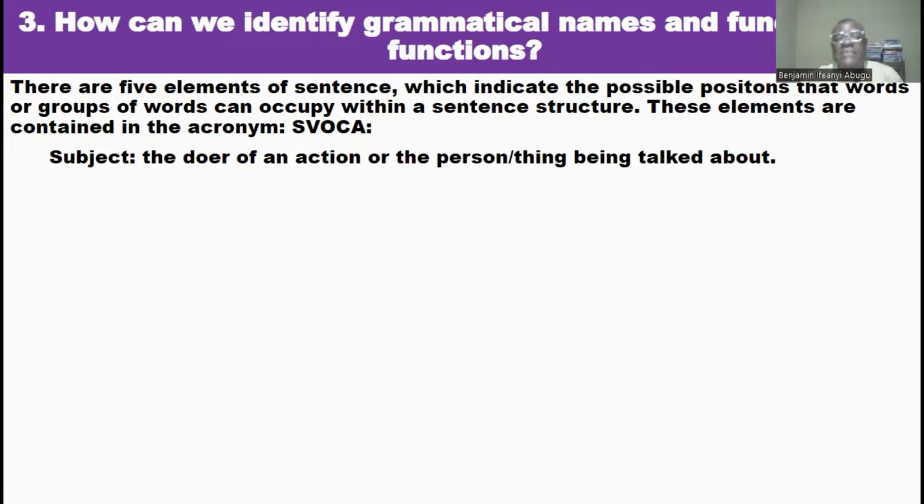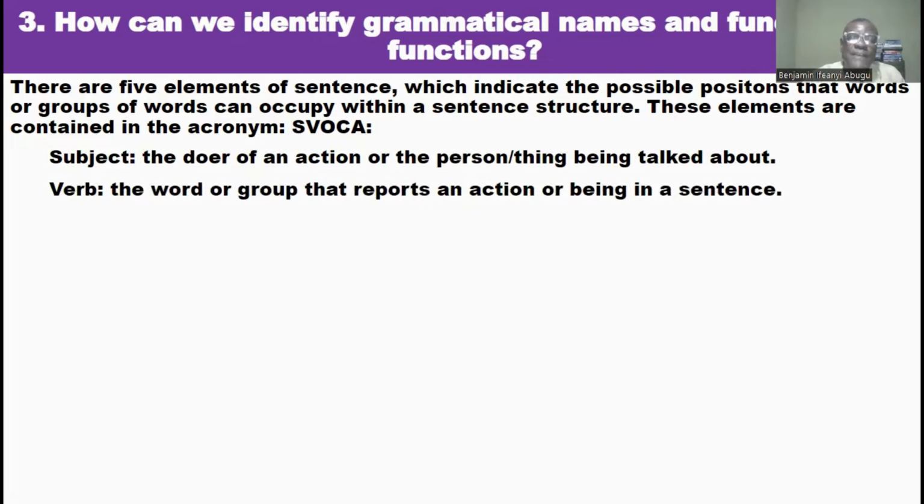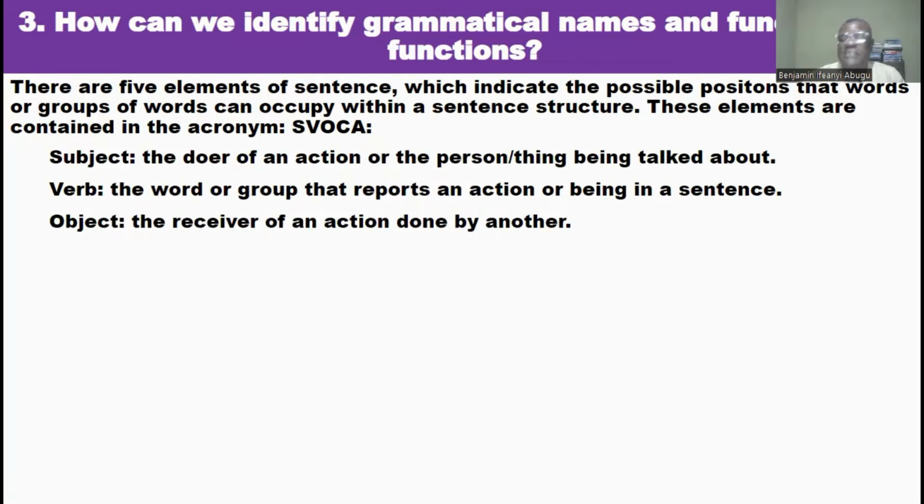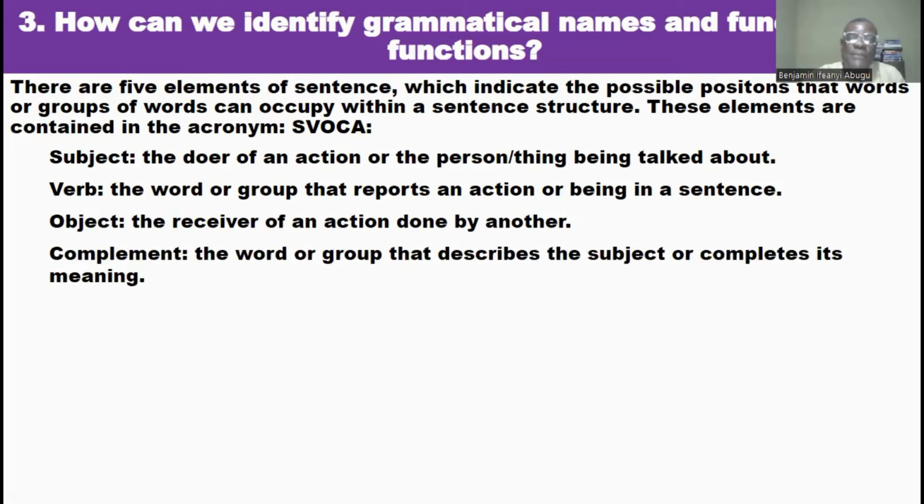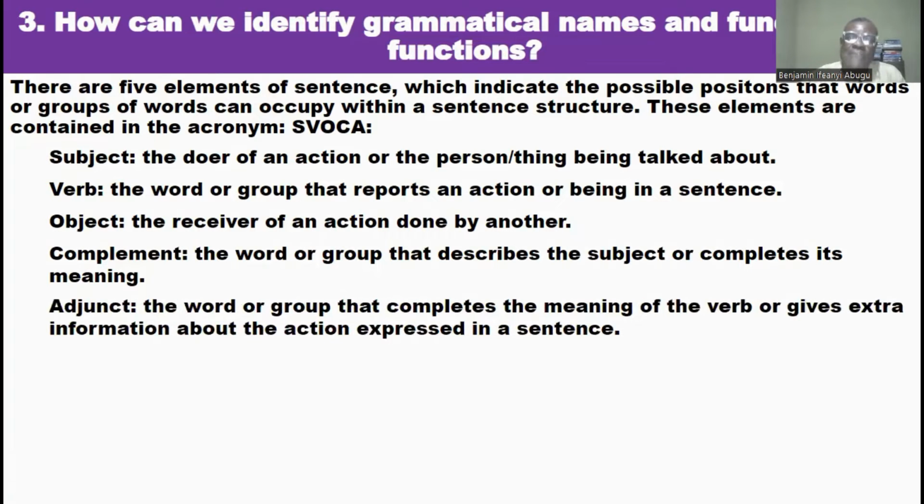Now, the subject is the doer of an action or the person or thing being talked about. The verb, as you know, is the word or group that reports an action or being in a sentence. Object is the receiver of an action done by another. Complement is the word or group that describes the subject or completes its meaning. Then adjunct is the word or group that completes the meaning of the verb or gives extra information about the action expressed in the sentence.